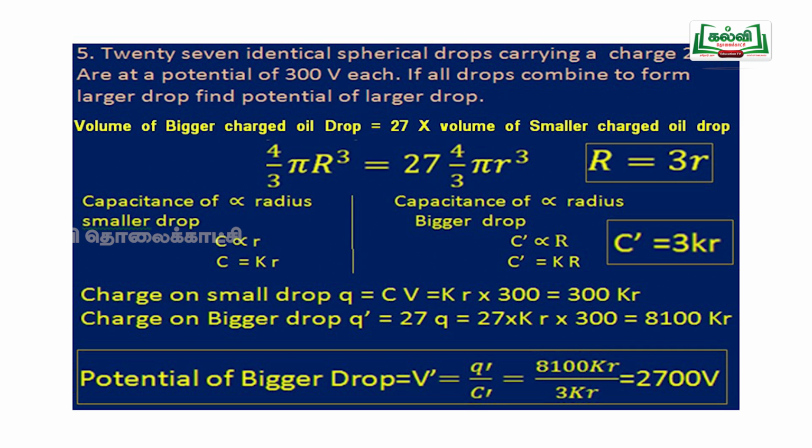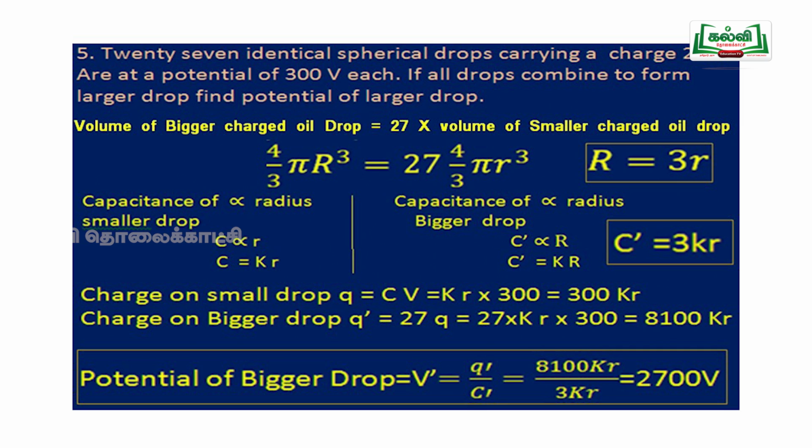The trick in this question is we have to relate this capital R and this small r. See, the volume of the bigger drop will be equal to 27 times the volume of the smaller drop, since all of them are identical. The volume of a sphere is 4 by 3 pi r cube, that is equal to 27 times the volume of the smaller drop. So, from this you can get R equal to 3r. This is the main trick in this question. We are going to compare the relation between the radius of the bigger oil drop and the radius of the smaller oil drop.